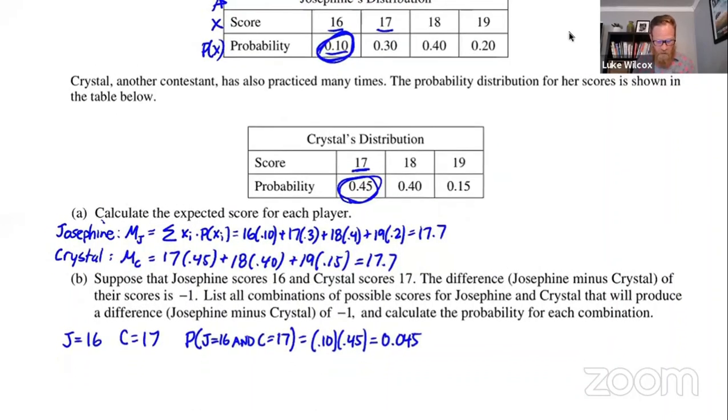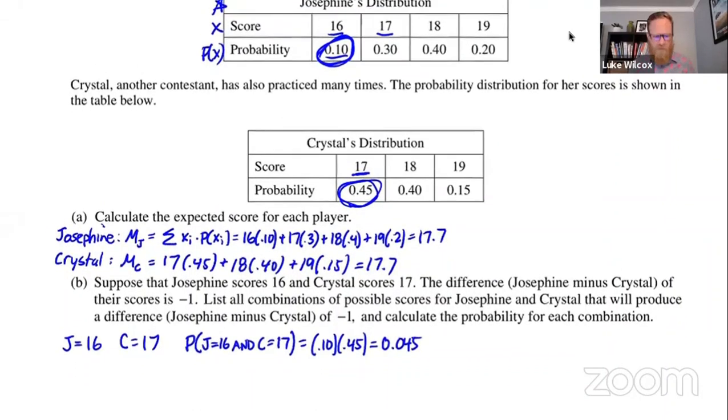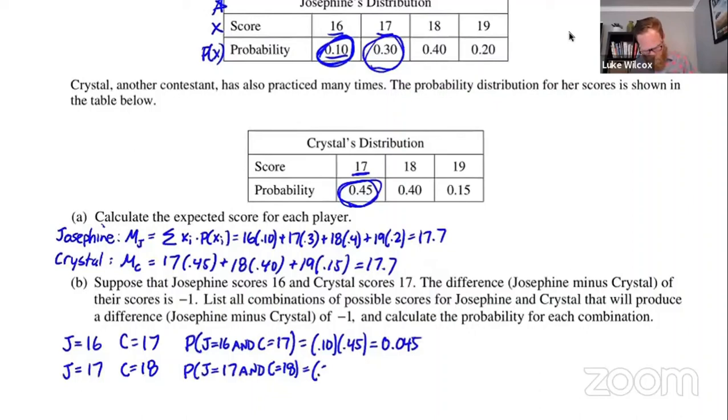Now, that is not the only way of getting a difference of -1. One of the other ways we could get a difference of -1 is if Josephine has a 17 and Crystal has an 18. 17 minus 18 would give me a difference of -1. So we need to calculate the probability that Josephine gets a 17 and that Crystal gets an 18 by just taking those numbers from the probability distribution. So that's going to be 0.30 multiplied by 0.40, which is going to give me 0.12.